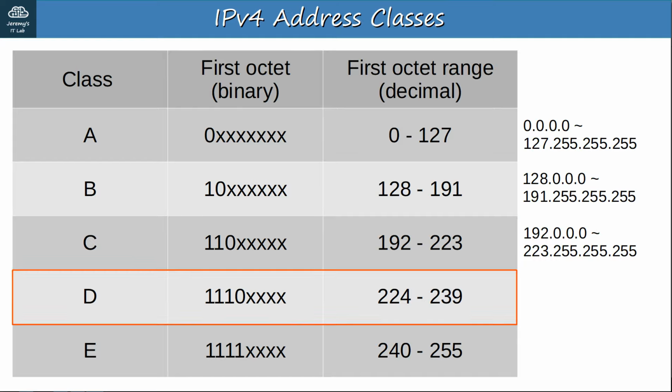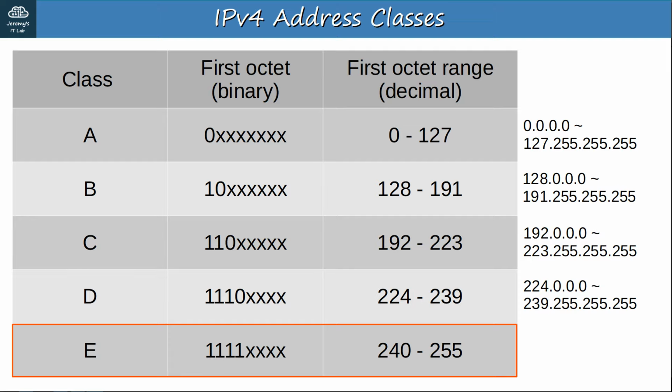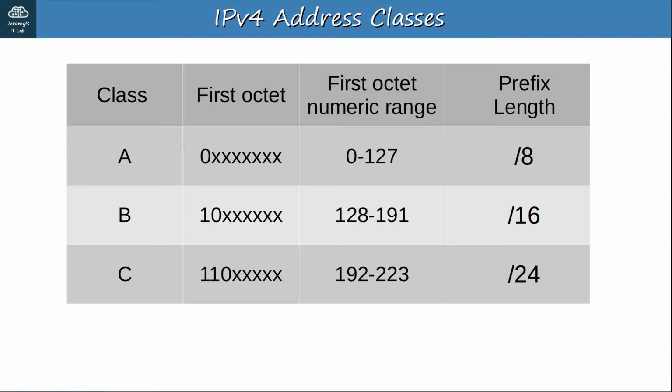Class D addresses begin with 1110 in binary, which gives a range of 224 through 239 for the first octet of the address. This means that the address range for Class D is 224.0.0.0 through 239.255.255.255. Finally, Class E addresses begin with 1111 in binary, so the first octet range is 240 through 255, and therefore the address range is 240.0.0.0 through 255.255.255.255. However, only the Class A, B, and C addresses can be assigned to a device as an IP address, as Classes D and E have special purposes I mentioned in the IPv4 addressing videos.